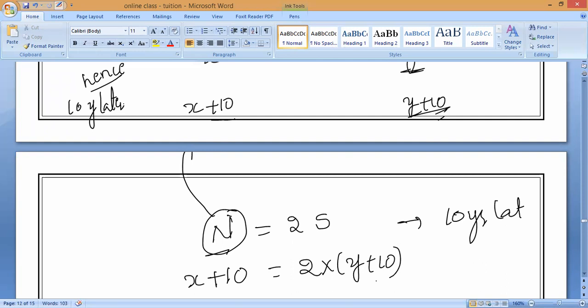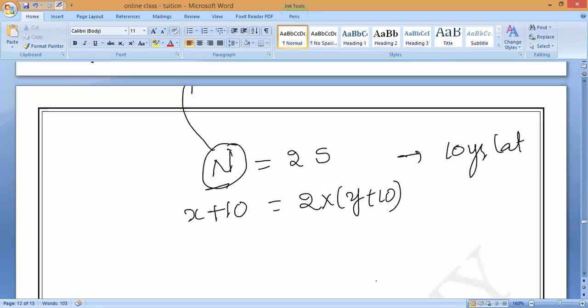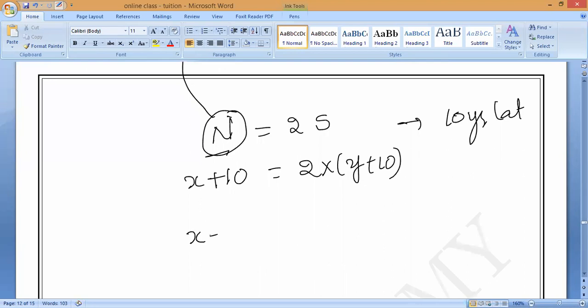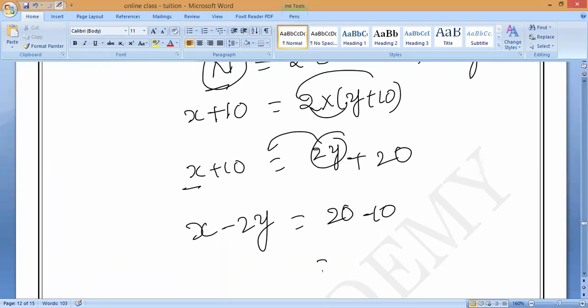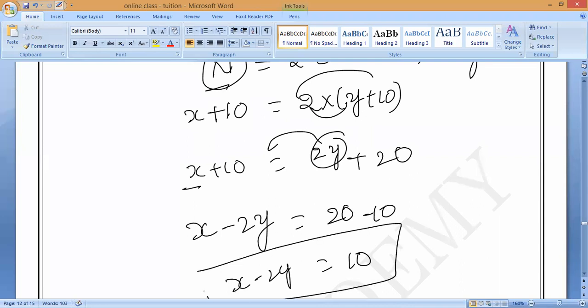Now simplify this equation. X plus 10 equal to 2 into y is 2y, plus 2 into 10 is 20. Write variables on one side and constants on the other side. X minus 2y is equal to 20 minus 10, which is 10. So X minus 2y equal to 10.